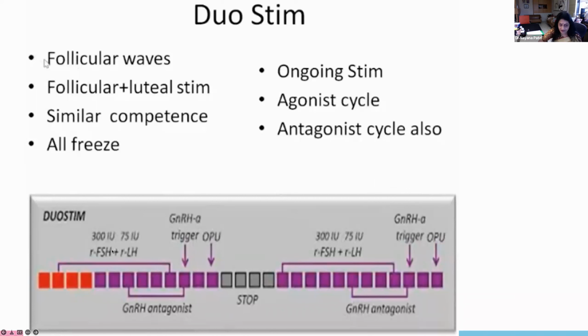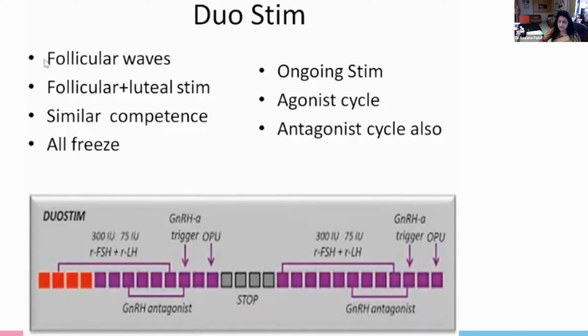So you can start with 300 plus 150 is what we decide, or 225 also with 75 HMG. Give the antagonist from day 6 or 5, depending on the size of the follicle. Just give the agonist trigger, and retrieve the eggs in 34 hours.